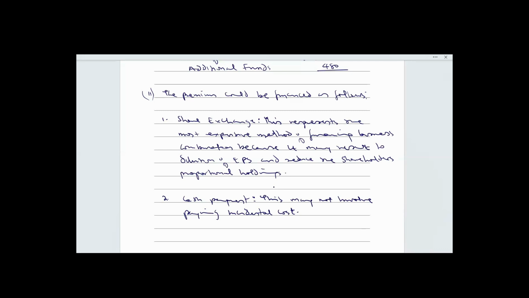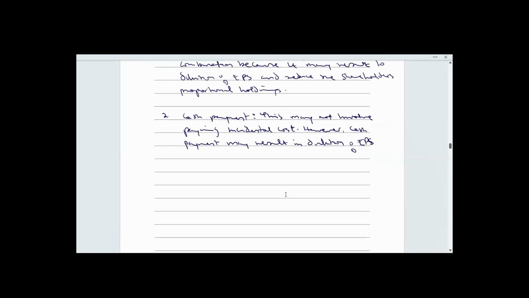Okay? However, cash payments may result in dilution of EPS, earnings per share. The reason why it is diluting the EPS is because your profit after tax will reduce, but your share base is constant. So as a result of that, the earnings per share will surely reduce.